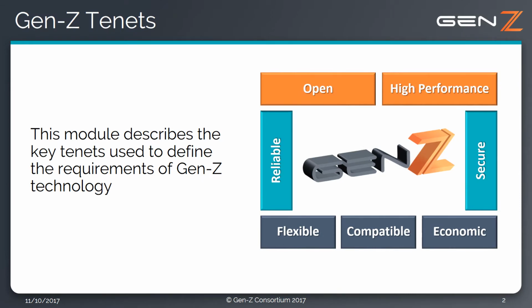This module describes the key tenets used to define the requirements for the Gen Z technology. They include being open, high performance, reliable, secure, flexible, compatible, and economic. In today's video, we'll be covering each of these in turn to look at how Gen Z embodies each of these tenets.